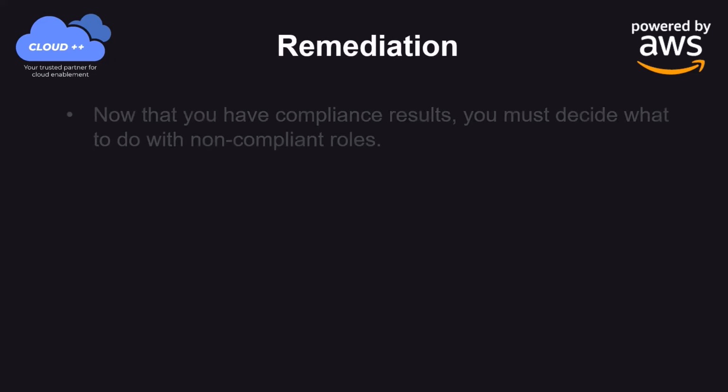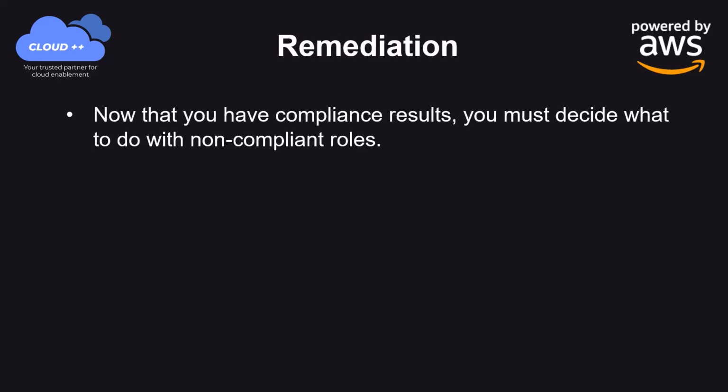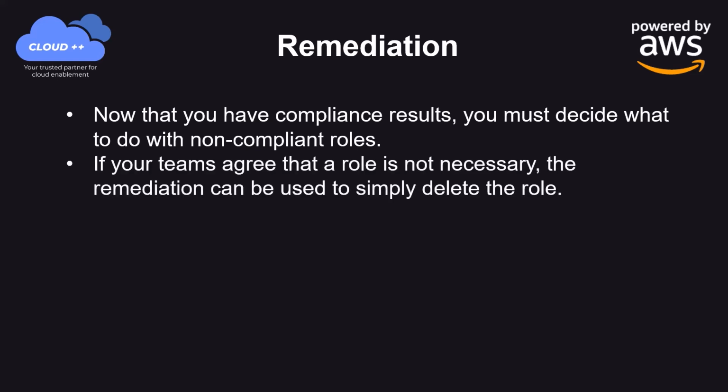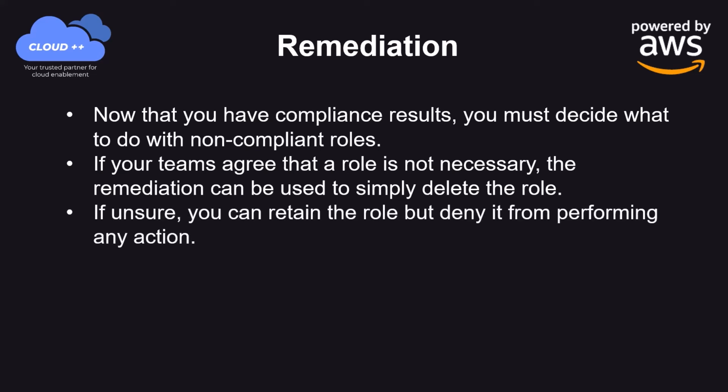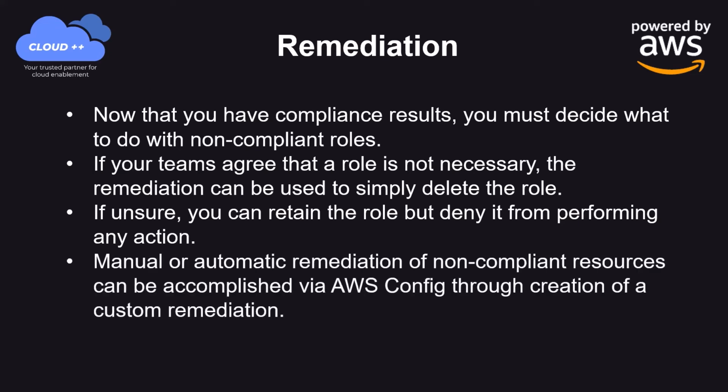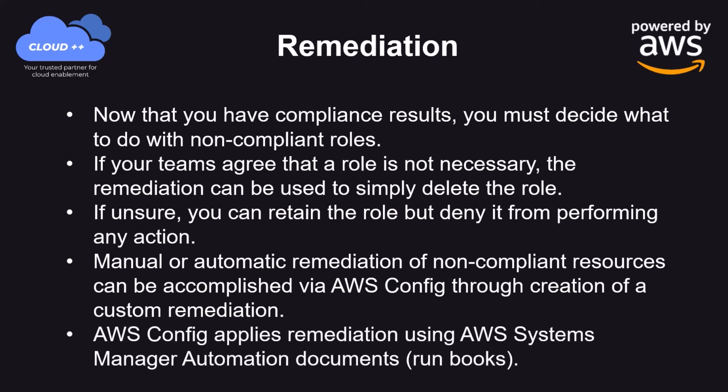Remediation. Now that you have compliance results, you must decide what to do with non-compliant roles. If your teams agree that a role is not necessary, the remediation can be used to simply delete the role. If unsure, you can retain the role but deny it from performing any action. Manual or automatic remediation of non-compliant resources can be accomplished via AWS Config through creation of a custom remediation. AWS Config applies remediation using AWS Systems Manager automation documents, runbooks.